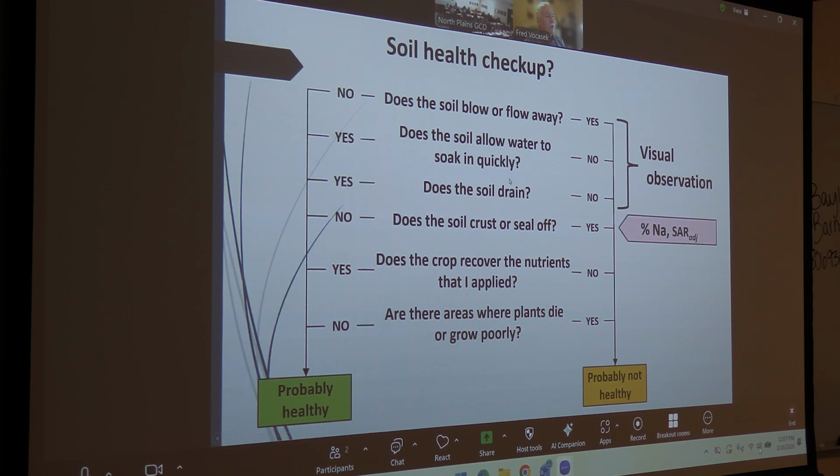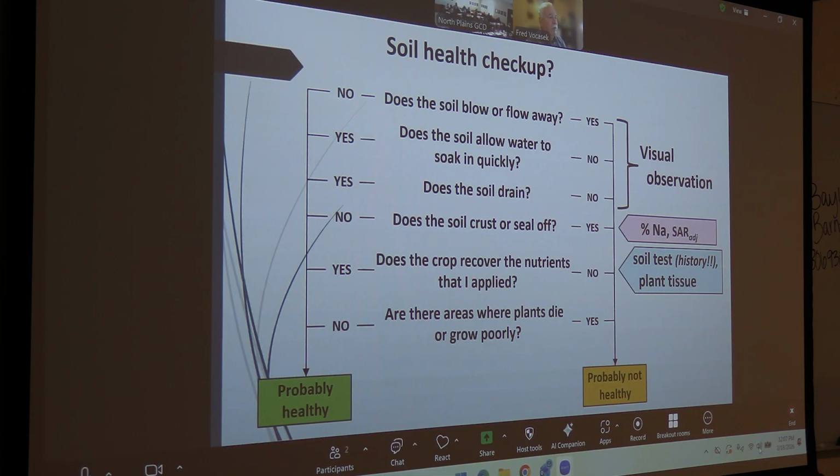Now, does the soil crust or seal up? That's where we need to maybe check the soil test, check the sodium. We need to check the SAR, the irrigation water quality, if we're starting to see problems. Does the crop recover the nutrients? Well, that's just a soil test history. Can we see trends? Do we see our soil test increase, decrease, or stay the same?